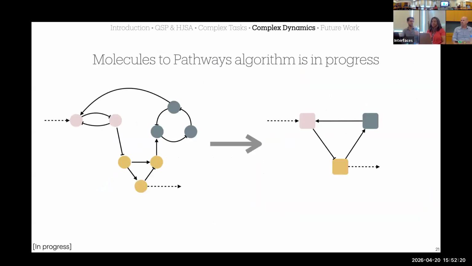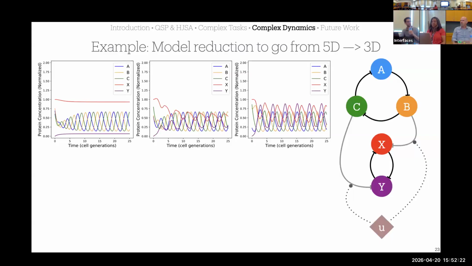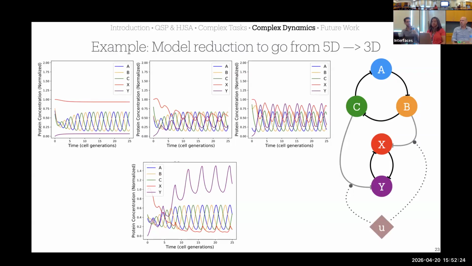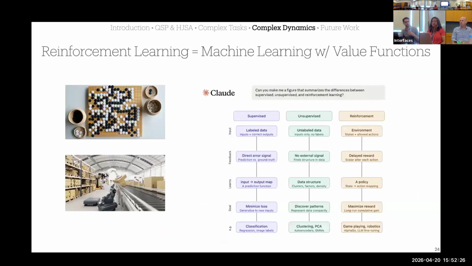I'm going to skip over these things in the interest of time, but these are various ways that we can apply these to larger, more complicated models. But what I really want to get to, in the time we have remaining, is reinforcement learning.